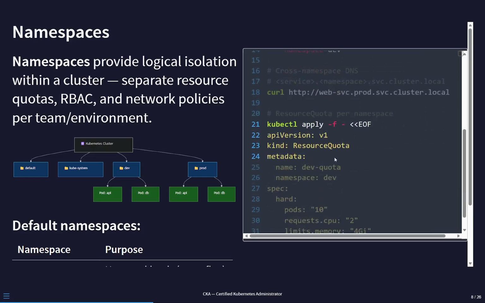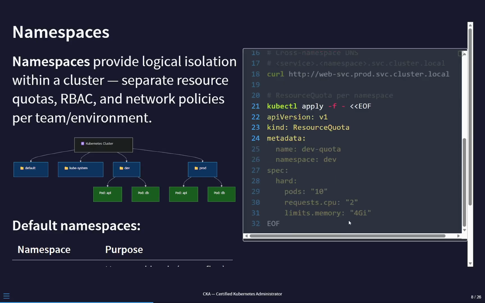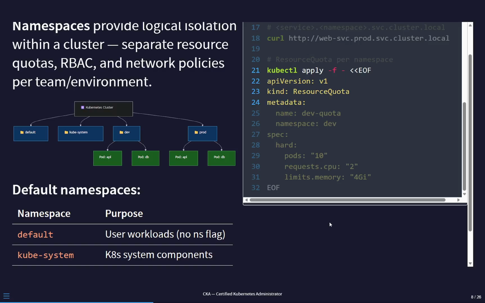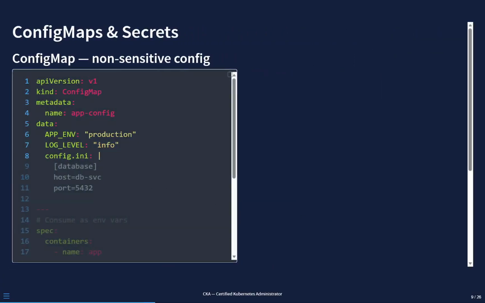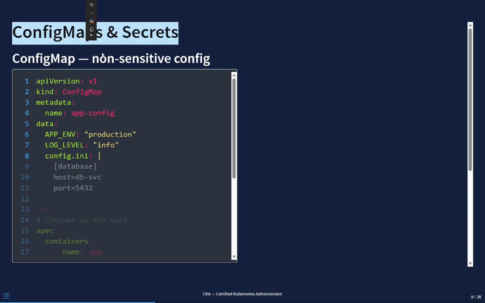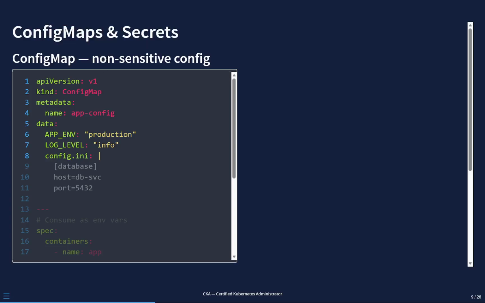Applications need configuration: database hosts, log levels, feature flags. And they need credentials: passwords, tokens, certificates. Kubernetes handles these with two resources: ConfigMaps for non-sensitive data, and Secrets for sensitive data. ConfigMaps store key-value pairs, or entire config files. The YAML on the left shows a ConfigMap with two simple values and a multi-line config.ini file.